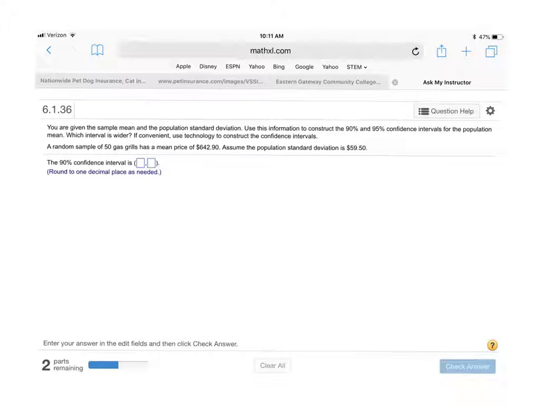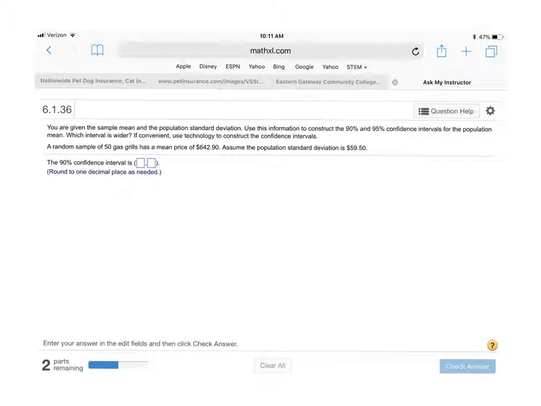This is exercise 6.136, where we're given the sample mean and population standard deviation, and we're asked to construct a 90% confidence interval and a 95% confidence interval to estimate the population mean. Which interval is wider, and then identify the interval itself.